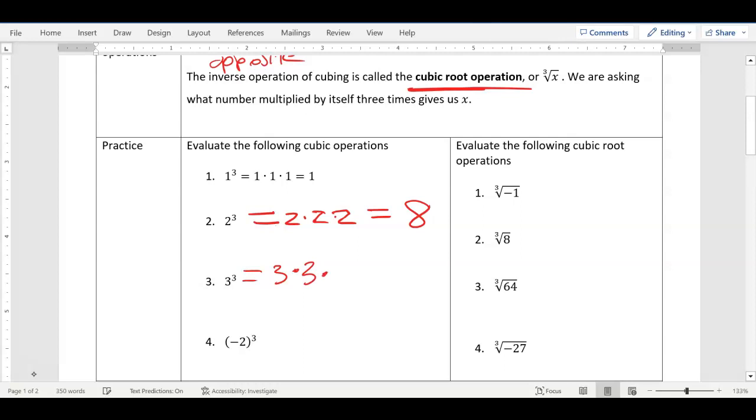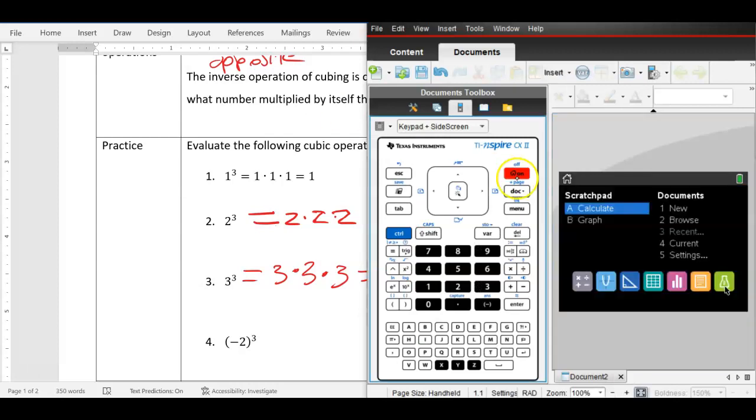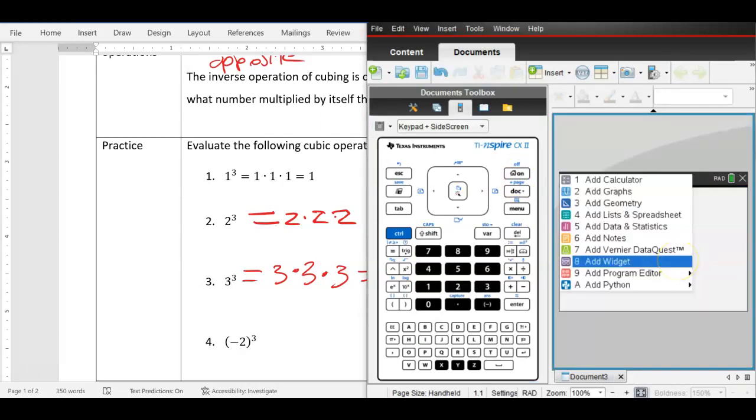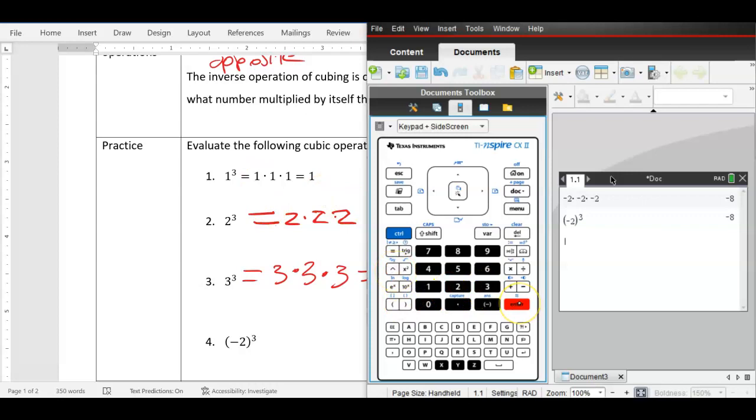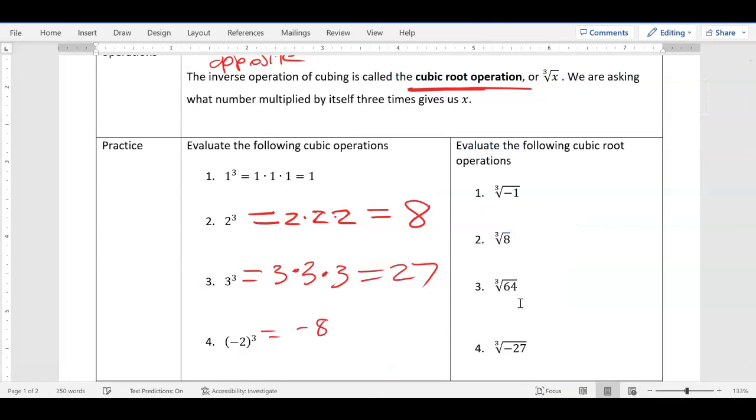3 times 3 times 3 is 27, we said. Now, negative 2 to the third power. What's negative 2 times negative 2 times negative 2? What do you think? Negative 8. Now, if you just type it out, you get it, or if you do parentheses negative 2 parentheses caret 3, you can get it that way too. Does everyone know how you type it in the calculator? If they give you parentheses, you must use those parentheses. So we get negative 8 here.